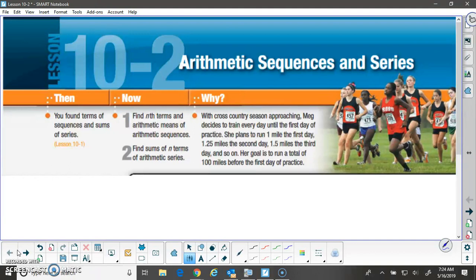So you can see that she's just increasing her mileage by 1/4 mile each day. And so this sequence of numbers is what we call arithmetic. What it means to be arithmetic is that there's a common difference. Let me show you some examples.